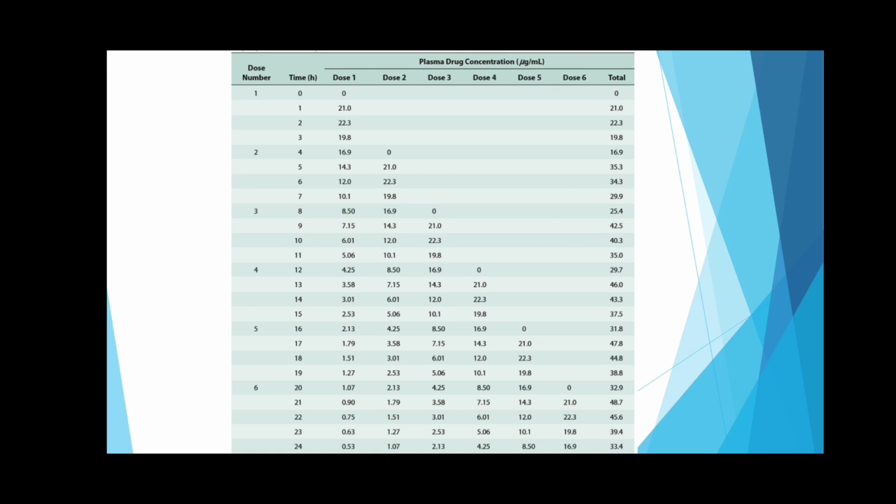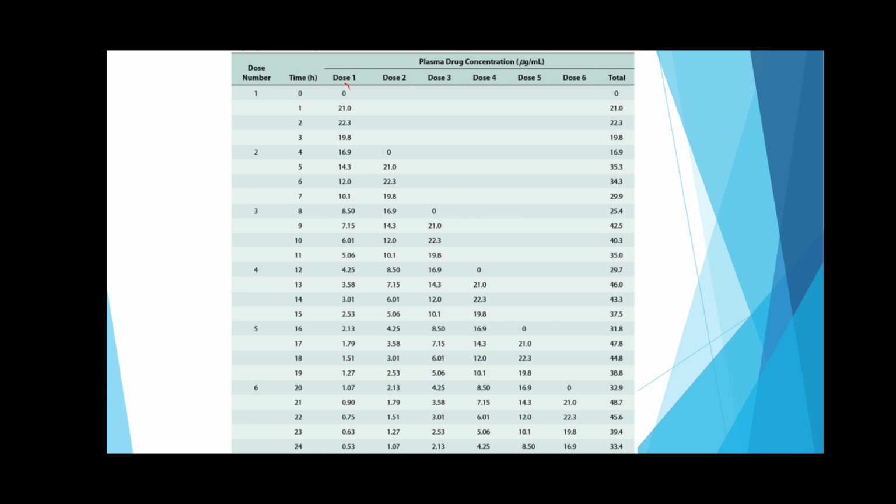Like here you can see the columns. First column is the dose number: first dose, second dose, third dose. You can see the numbers 1, 2, 3, 4, 5, 6. 1 is the first dose, second dose, third dose, fourth dose, fifth dose and the sixth dose. Beside that, I have got another column of time. So you can see first dose is given at 0 hour, second dose is given at 4th hour, third dose is given at 8th hour, fourth dose is given at 12th hour. So what is the dosing interval? At every 4 hours we should give a dose.